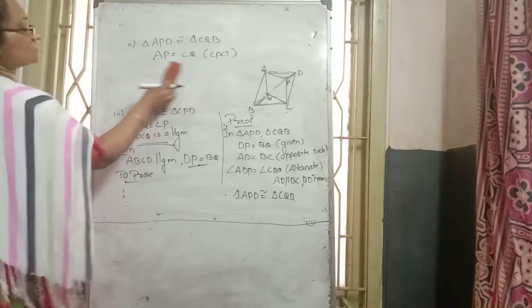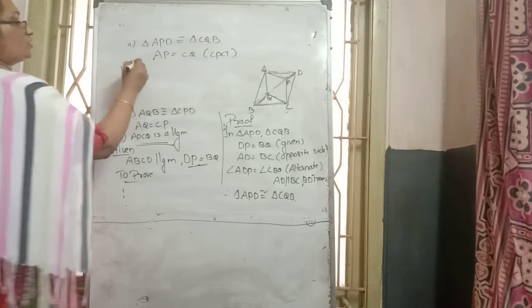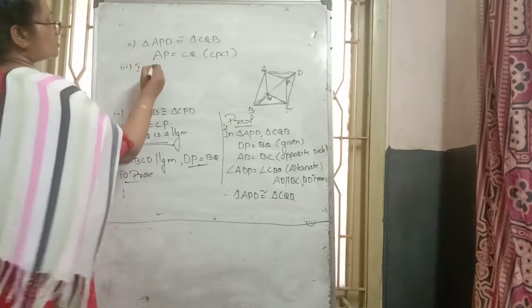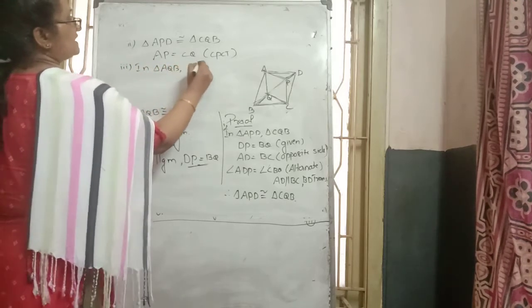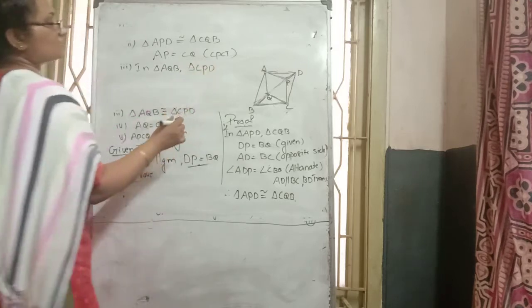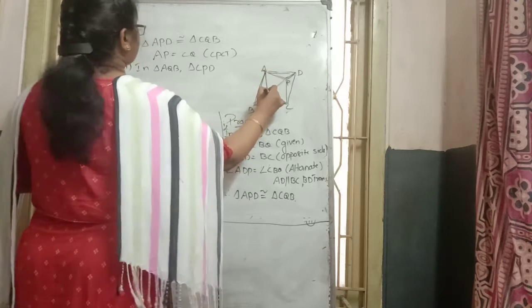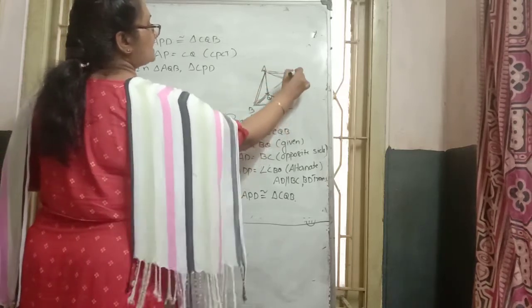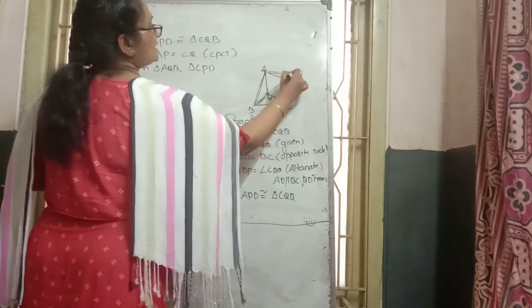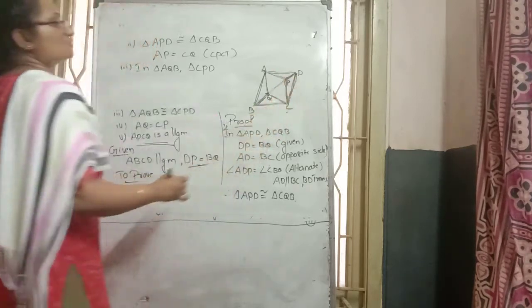Third case: another two triangles are given there. That's why we consider only those two triangles and prove. Which are the two triangles? Triangle AQB and the second triangle CPD. Here, see the left side and the right side: triangle AQB and triangle PCD. These are the two triangles they ask about.